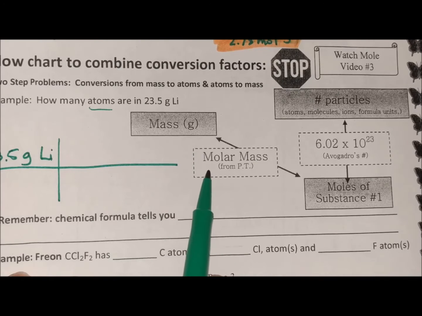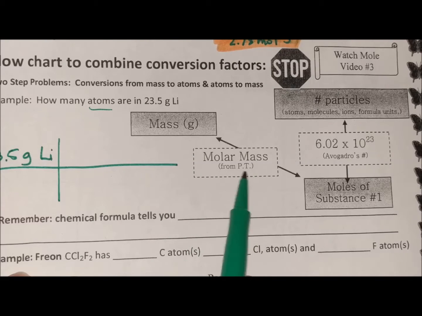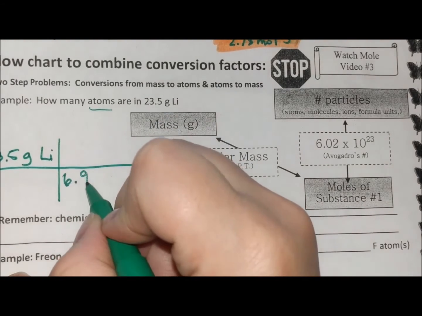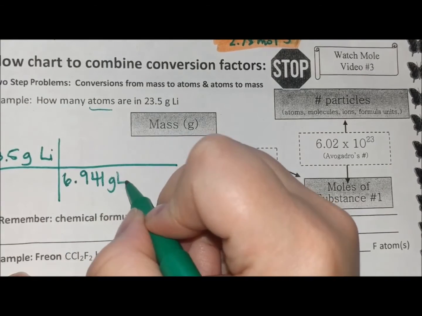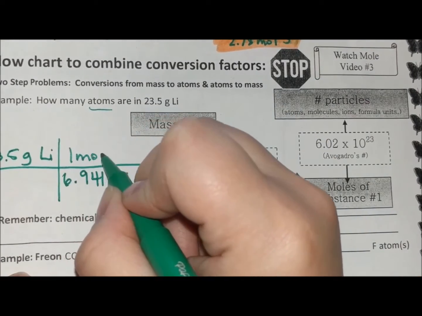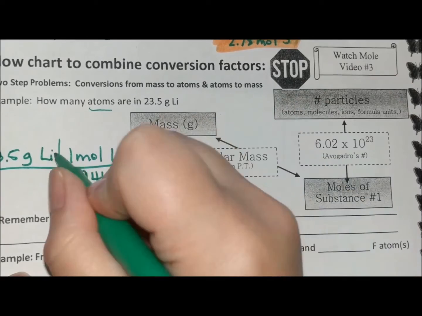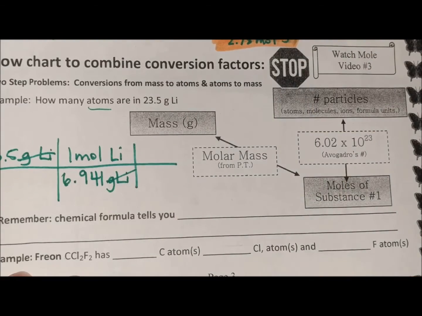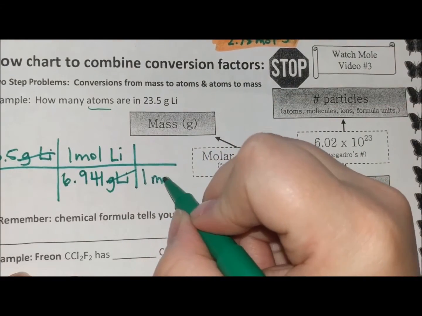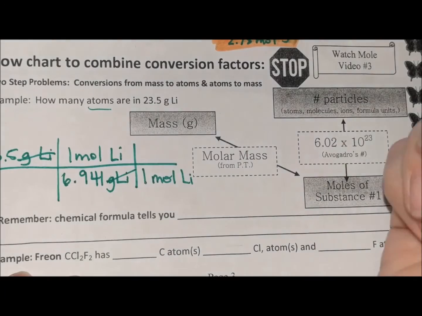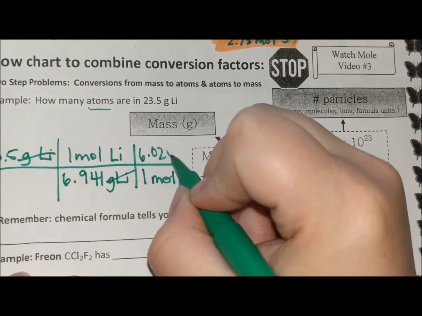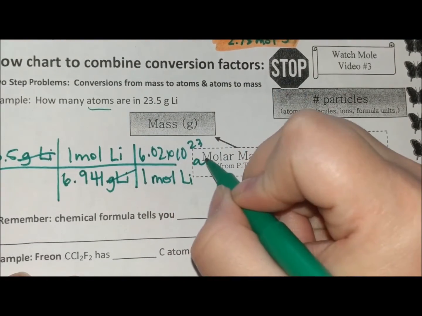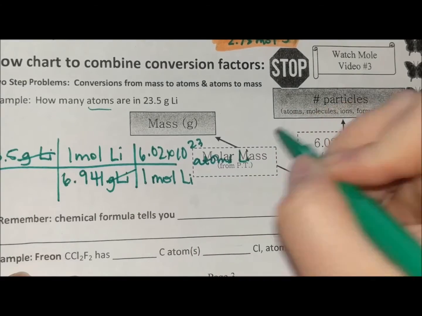So if they give me mass, I'm going to use the molar mass from the periodic table. Lithium is 6.941 grams in 1 mole. So those cancel out. I'm left with moles. So I'm going to use Avogadro's number to find the atoms. My mole has to go here because I need it to cancel out. And here, 6.02 times 10 to the 23rd atoms of lithium.